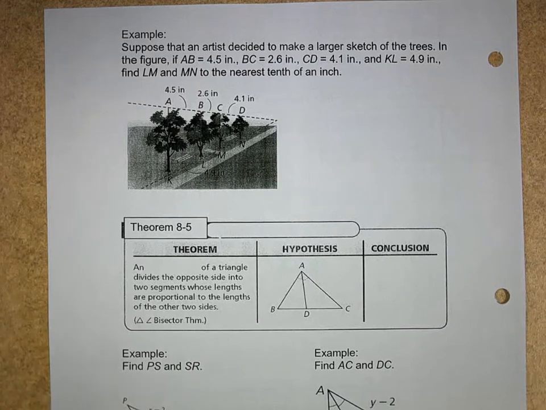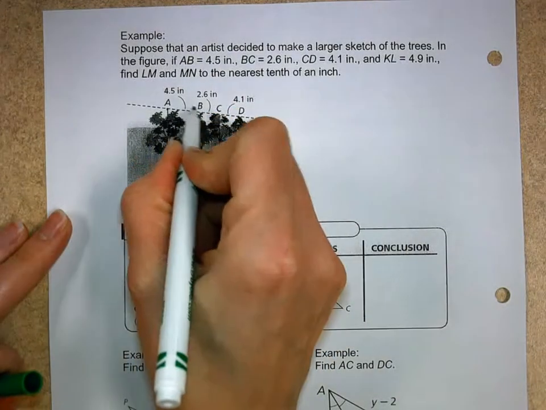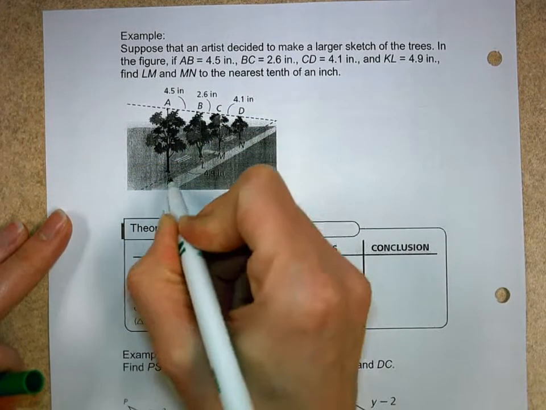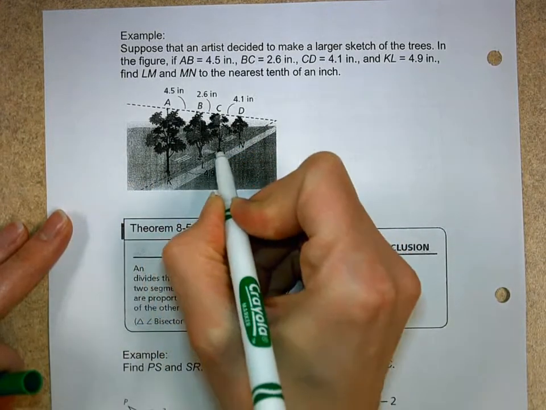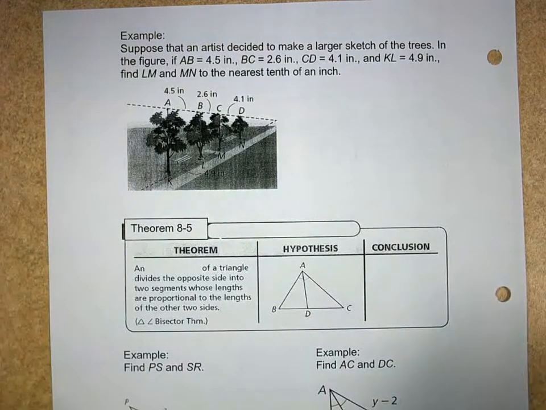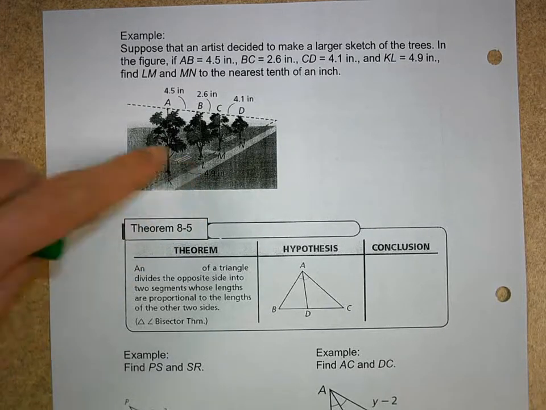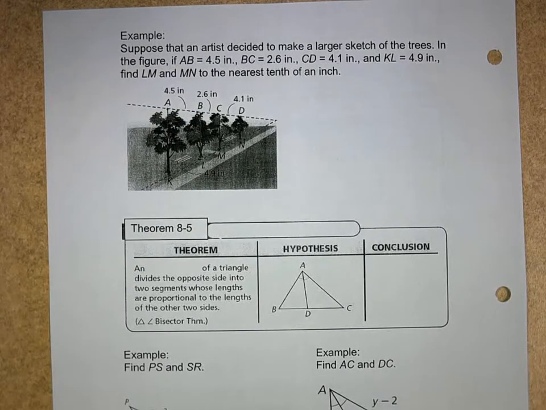It says the following. Suppose that an artist decided to make a larger sketch of the trees in the figure. If AB, and this is the segment right here, so remember there's A, B, C, and D. Down below, and I think you can see a little bit easier on your paper, is going to be K, L, M, and N. If AB equals 4.5 inches, and BC equals 2.6 inches, and CD equals 4.1 inches, and KL equals 4.9, and these have all been labeled for you. Find the length of segment LM and MN.